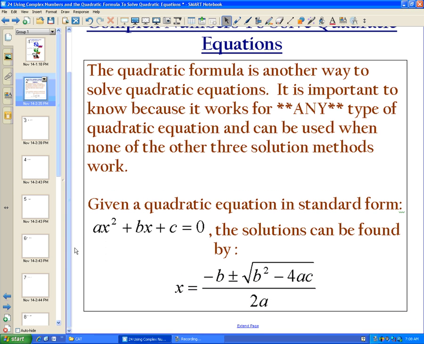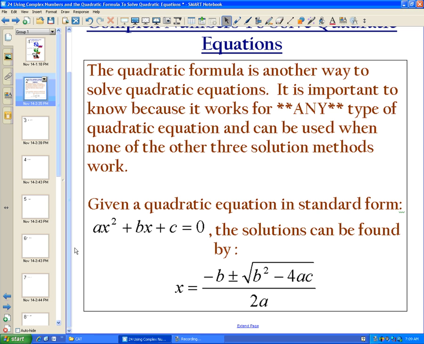Given a quadratic equation in standard form, ax squared plus bx plus c, the solutions can be found by x equals negative b plus or minus the square root of b squared minus 4ac all over 2a, which you should have heard at least once before, if not twice before. This is the quadratic formula.